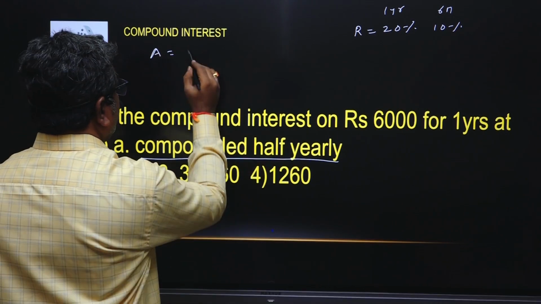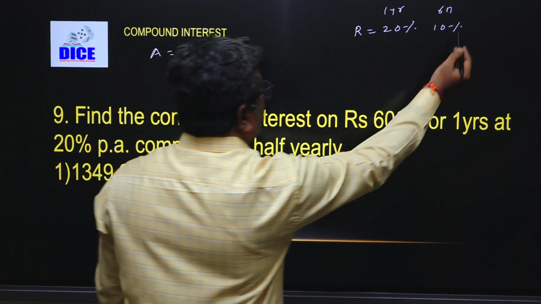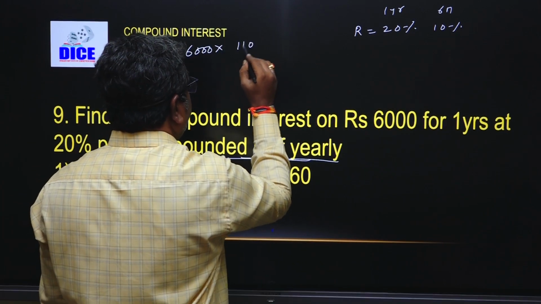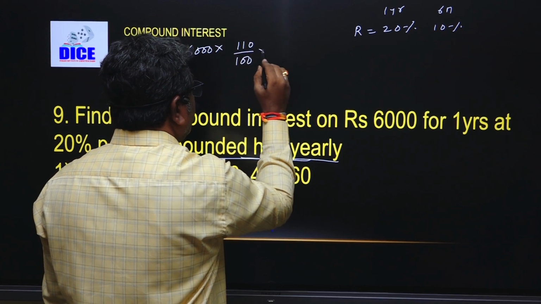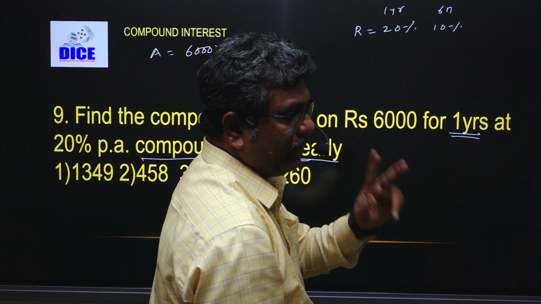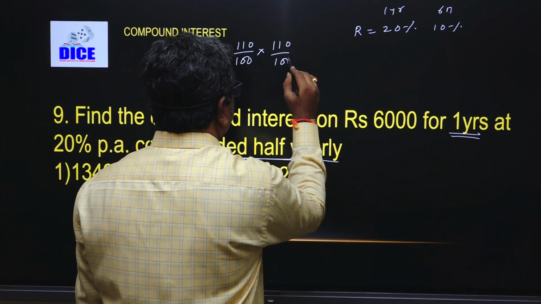the value is 6,000 into, here half yearly means we take this value 10%, that is 100 plus 10, 110. How many times you have to write means the time is 1 year. In 1 year, we will get 2 6 months. That's why 2 times you have to write 110 by 100, 110 by 100. This is the answer.